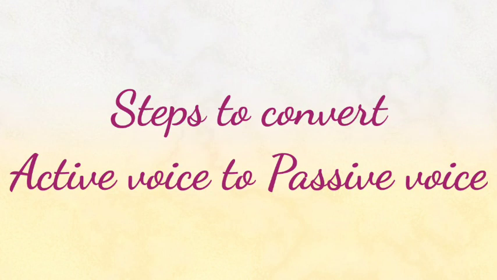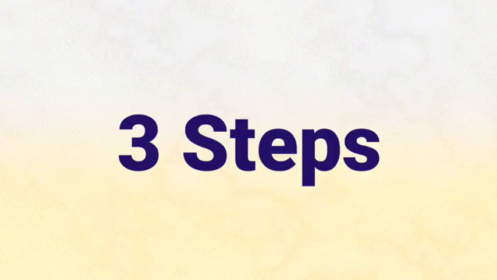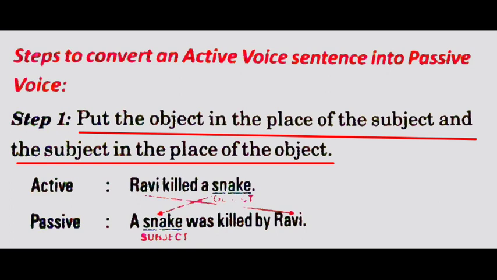Now let's begin with the steps to convert an active voice into passive voice. So for this you will have to follow 3 steps. Step 1 is put the object in the place of subject and the subject in the place of object. For example, Ravi killed a snake. Here Ravi is subject and snake is object. So when we'll convert it, we'll interchange the position of subject and object. So a snake will become subject and Ravi will become object. I hope this much is clear to you.